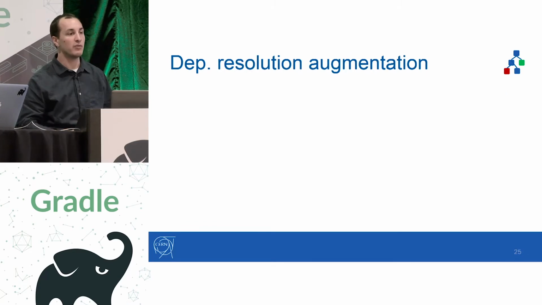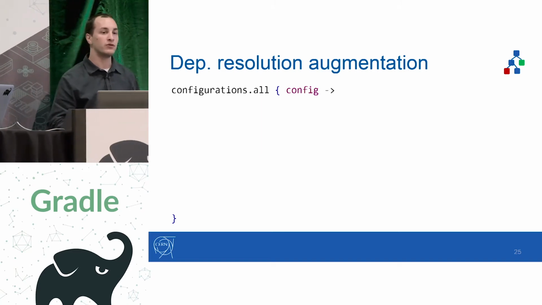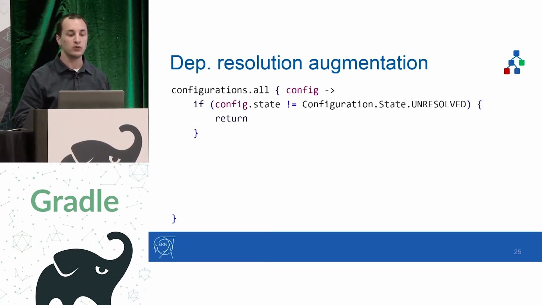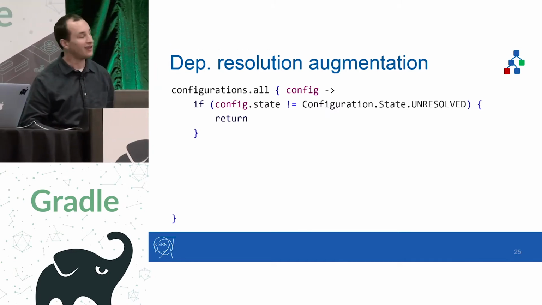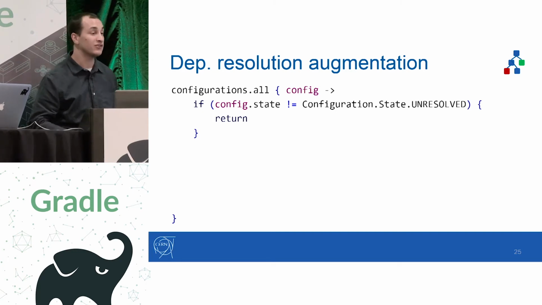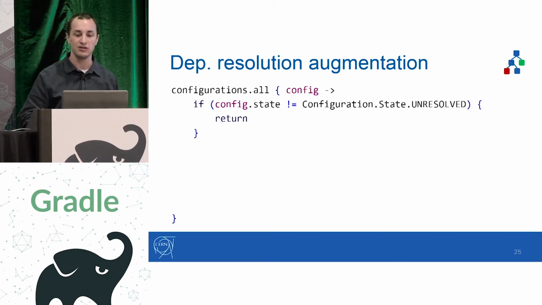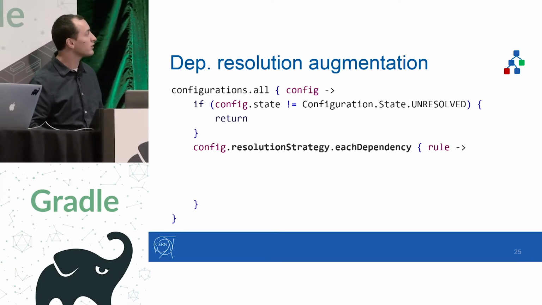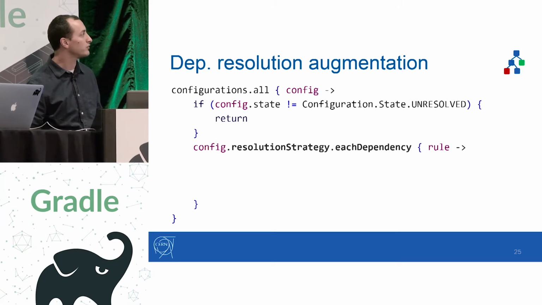So how would you go about that if you want to augment the dependency resolution? Probably you want to iterate through all your configurations because you want it to be consistent across the configurations. You want to make sure that the configuration is not resolved yet. It's a silly mistake, but I'd like to point out because you get a nice exception if you don't take care about this check. And once you do, then you can access the resolution strategy for each configuration.